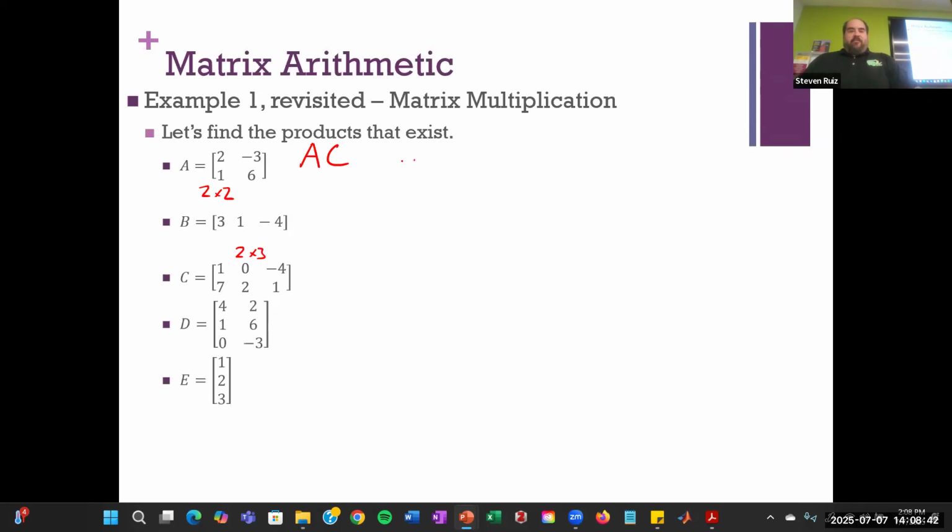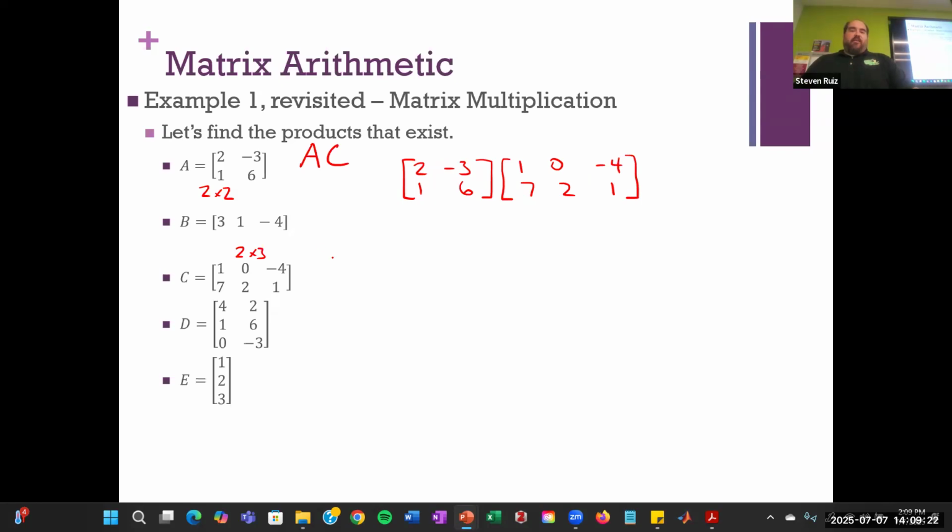So we won't actually do this, but let's end with this comparison. So 2, negative 3, 1, 6 times 1, 0, negative 4, 7, 2, 1. Basically the way that matrix multiplication works is I multiply a row from the left matrix by a column from the second matrix. A row from the left matrix always has 2 elements in it. The column from the right matrix always has 2 elements in it.